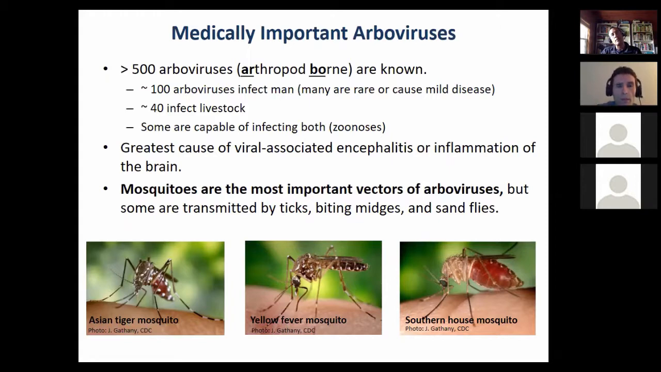The viruses that are naturally occurring in the United States are the greatest cause of viral-associated encephalitis, or inflammation of the brain. So when we go through some of these, I'll talk about neuroinvasive disease, and that's what I'm talking about, ones that cause encephalitis. Some of these cases tend to be rare, but the cases are extremely serious. So even for rare arboviruses, it's good to be aware that they're out there. Mosquitoes are by far the most important vectors of arboviruses, but some are transmitted by ticks, biting midges and sandflies. But I'm just going to focus on the mosquito-borne arboviruses today.